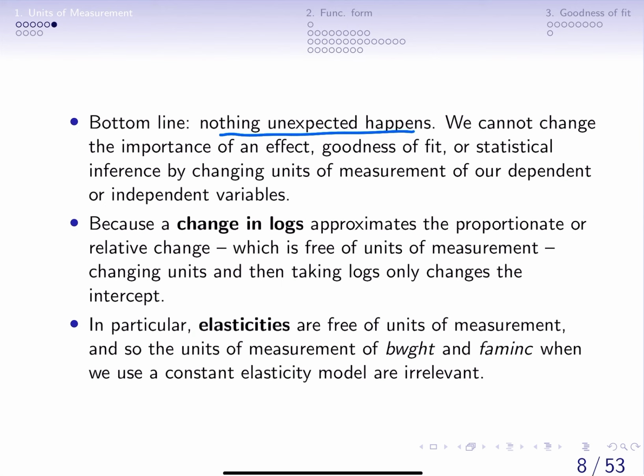So ultimately, if we change the measurement or we scale our variables, we cannot change the importance of an effect. Right? So whether it's the effect of smoking on birth weight of a child, the essential underlying effect is not going to change with changing scales. Okay. Also, the goodness of fit will not change, and also the statistical inference will not change if we change the units of measurement. And really, that is the bottom line here.